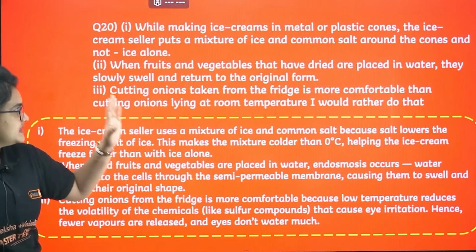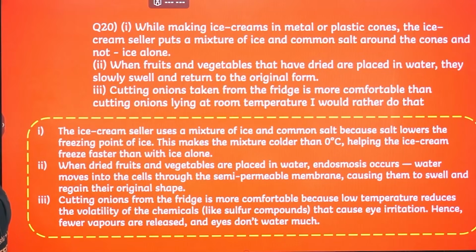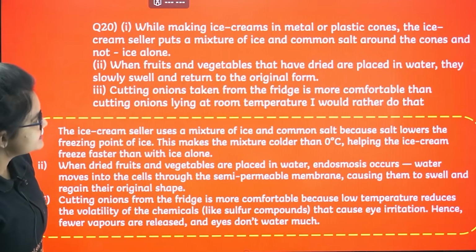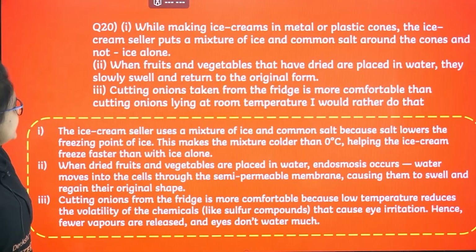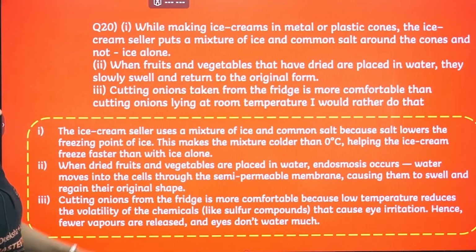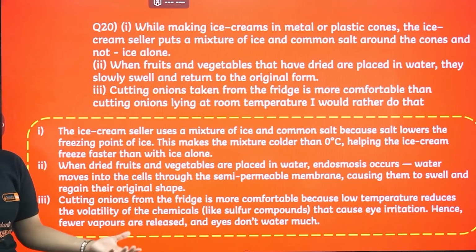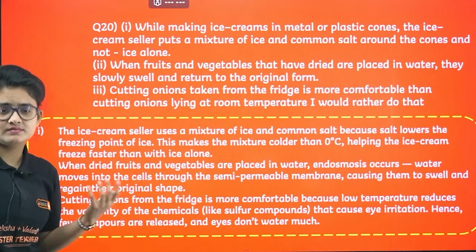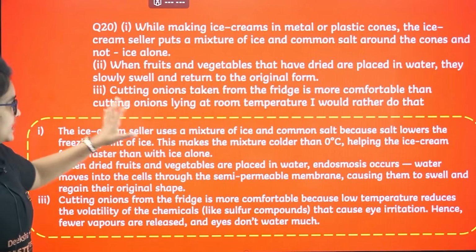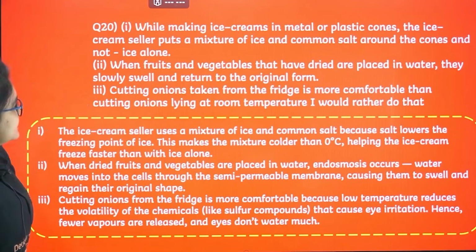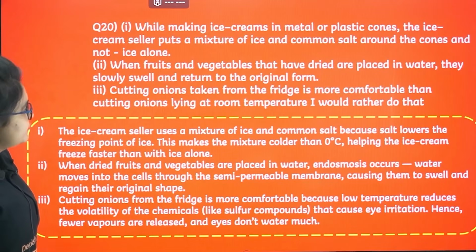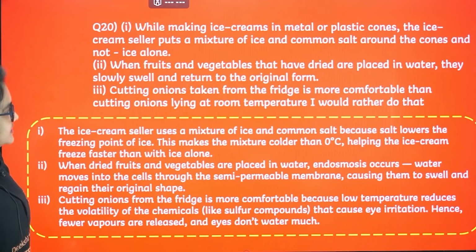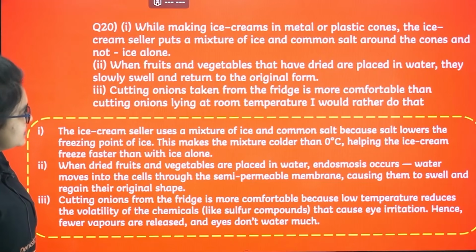So that's the reason. Next, when dried fruit and vegetables are placed in water, they slowly swell and return to the original form. This is just because of osmosis through the semi-permeable membrane, the solution enters into that particular thing, that's why. Next, cutting onion taken from the fridge is more comfortable than cutting onion lying at room temperature.